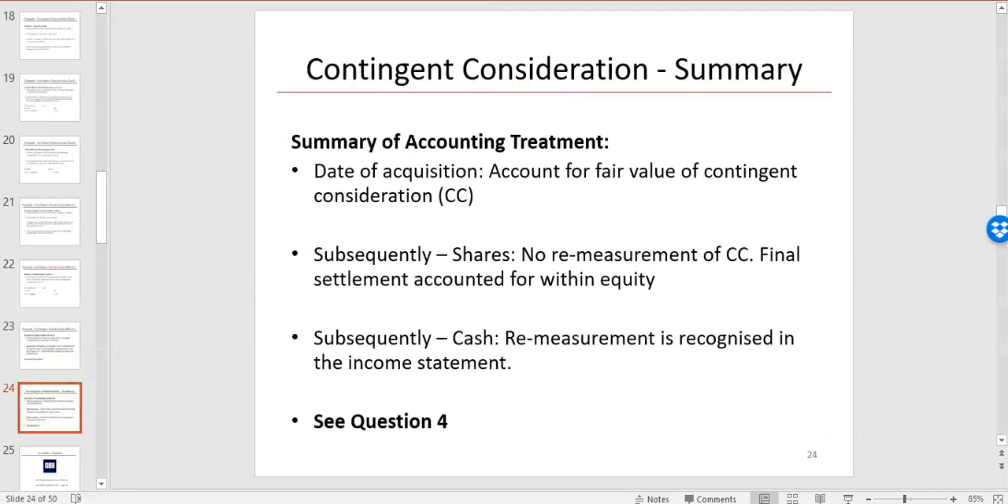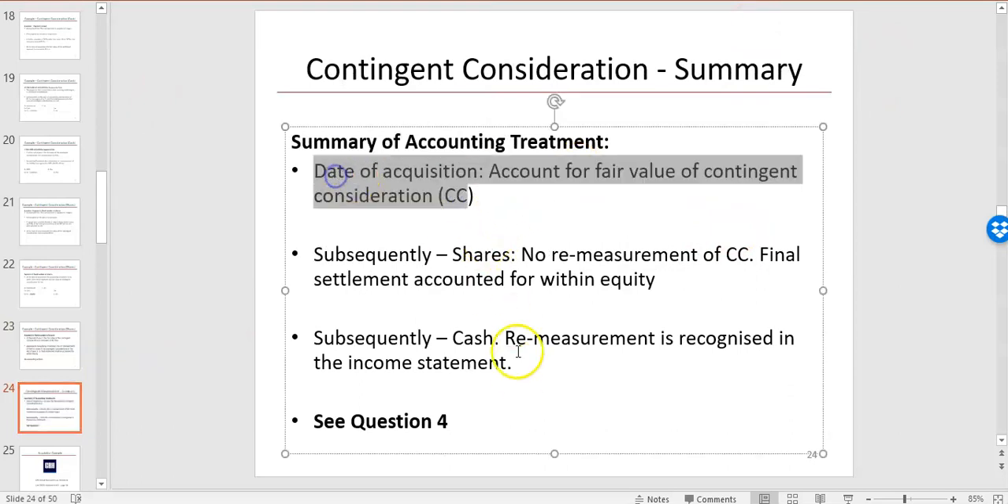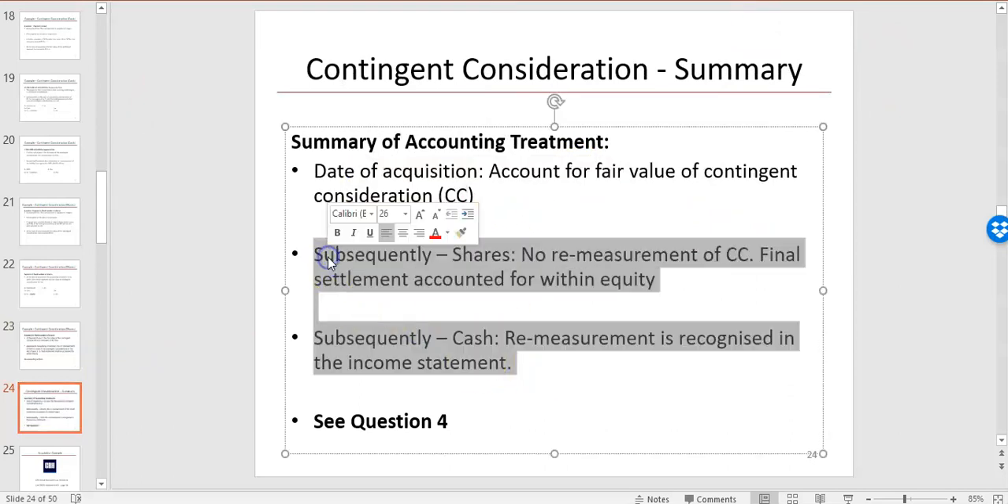Right? So that just gives you a summary of the date of acquisition and the subsequent accounting. And I've also given you a nice question, question 4, in that question pack 2, which is going to go through that example from start to finish to show you exactly how contingent consideration works initially and also how you deal with it in subsequent accounting as well.